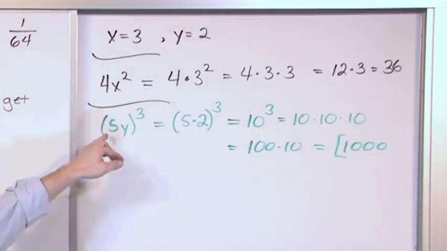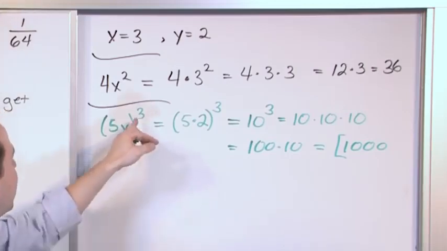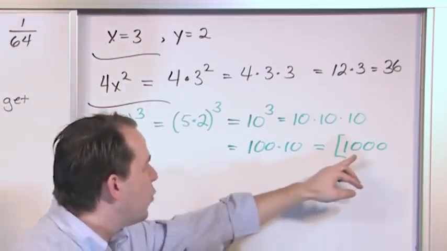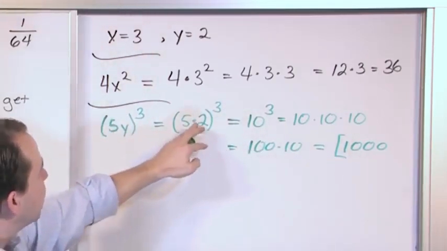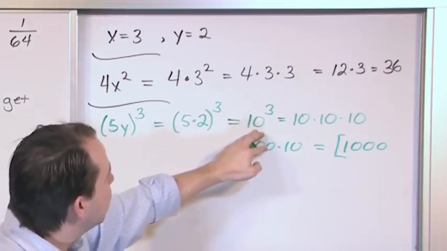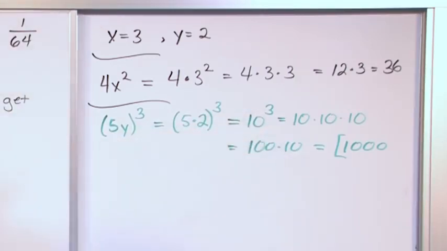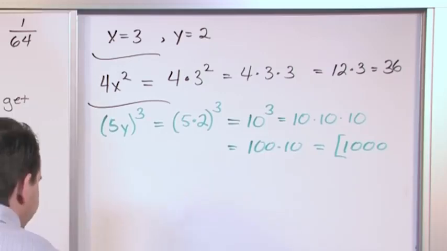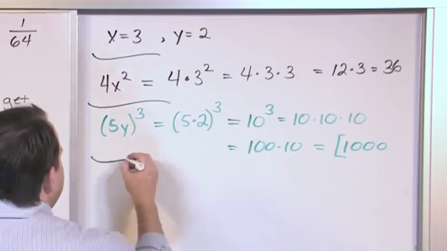So if you take 5y, where y is equal to 2, and you raise the whole thing to the third power, you'll get 1,000. You must do what's inside the parentheses first. That's why we did this 10 first, and then we raised the result. So important. We're going to get to a little bit more of that here in a minute as well.